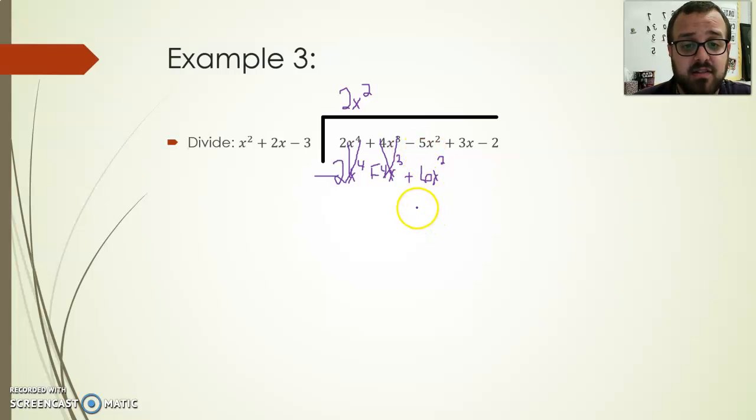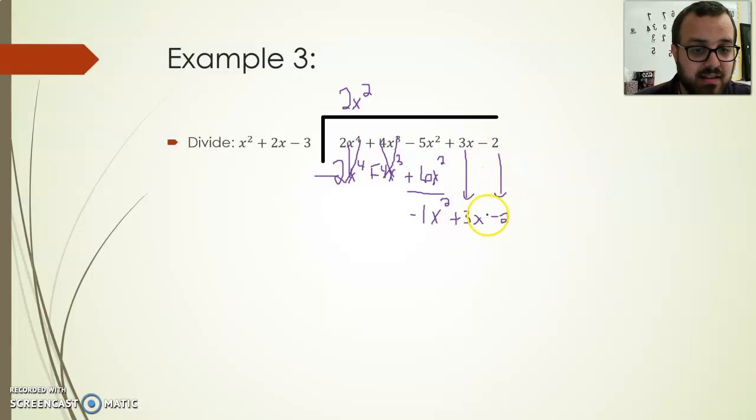And then negative 5 and 6 is going to be negative 1x squared. And then I'll go ahead and bring down the plus 3x, and I'll bring down the minus 2. You'll notice that for this one, we have 3 terms here as opposed to 2 terms with the other ones. So I'm bringing down 2 things at a time so that I have 3 terms to deal with when I go to divide this in, okay?